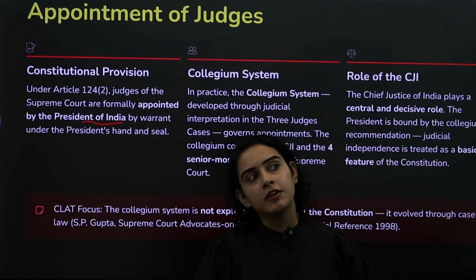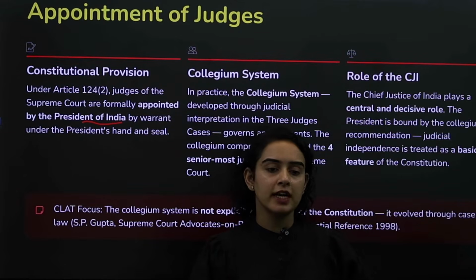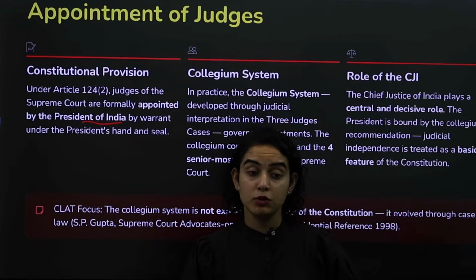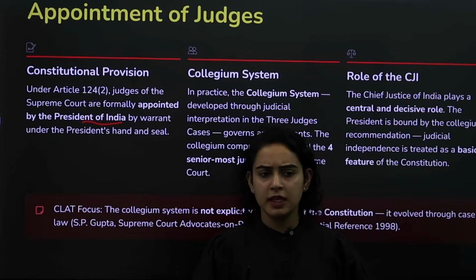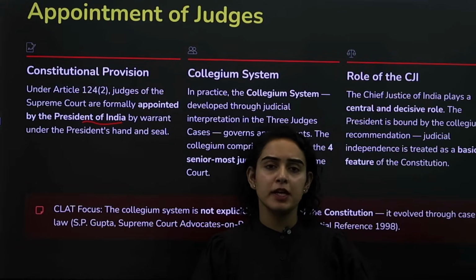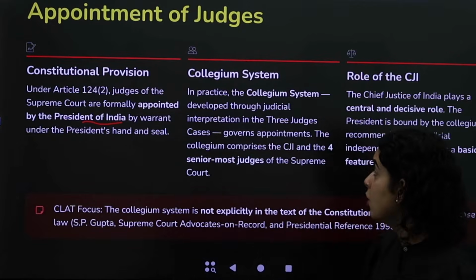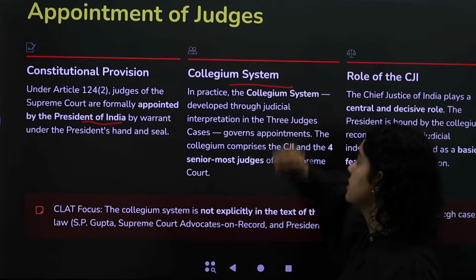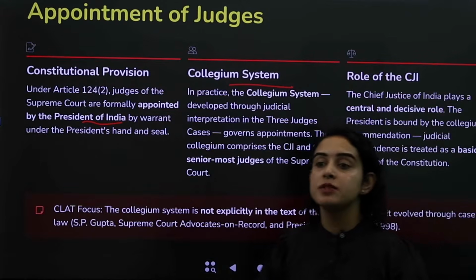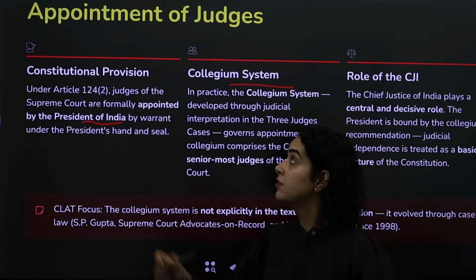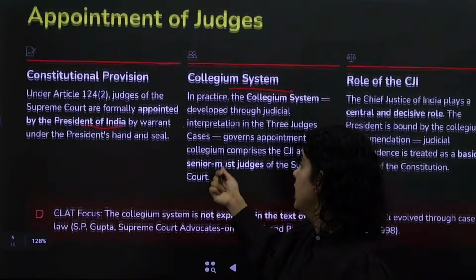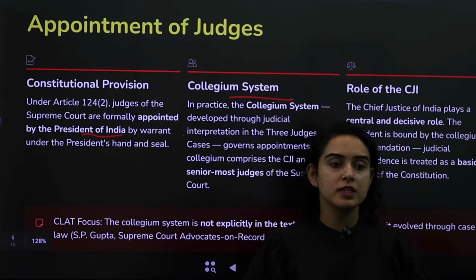So, if the president is going to directly appoint Supreme Court judges, then maybe it is going to be against the spirit of independence of the judiciary. That is why we have something called a collegium system, right? The collegium system is responsible for the appointment of judges in High Court and Supreme Court. Now, what is this collegium system?